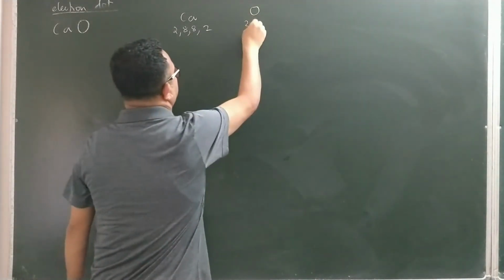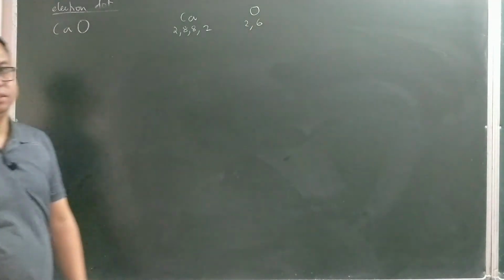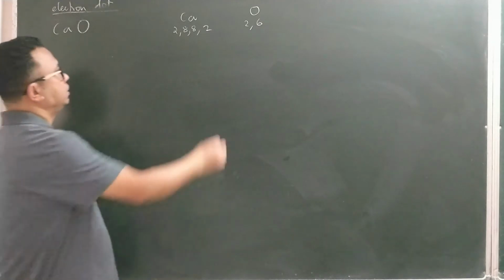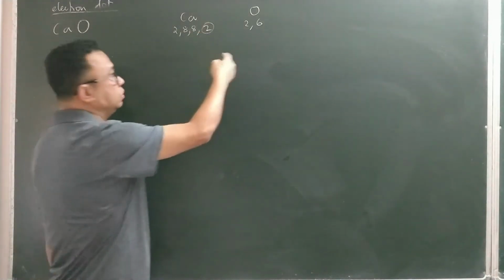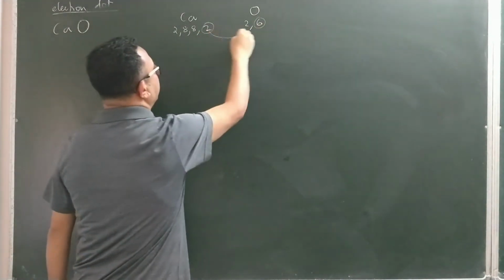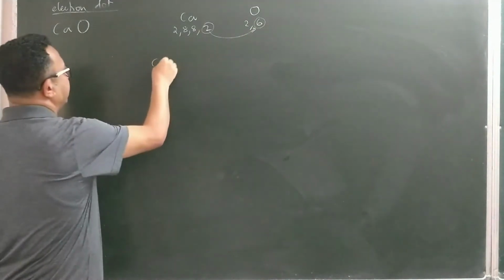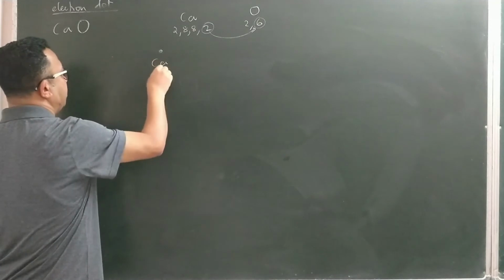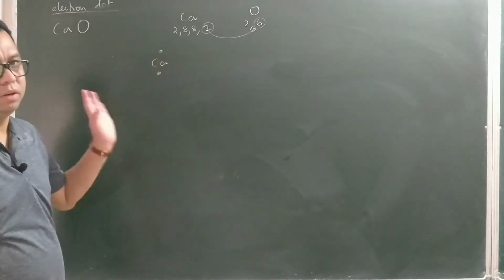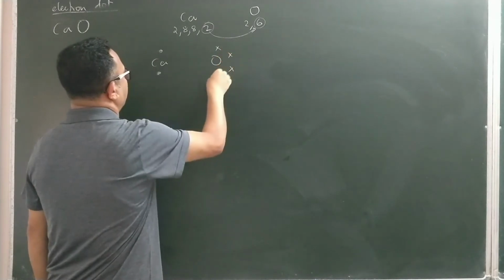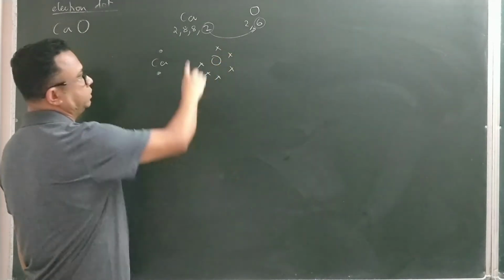Oxygen, atomic number is 8, so configuration is 2 and 6. So, a nice partnership. Calcium has an extra 2, oxygen needs 2, so from here it gets transferred there. Very simple and easy. Let me represent it like this: calcium has 2, not happy, not stable. Oxygen has 6, 1, 2, 3, 4, 5, 6, not happy.